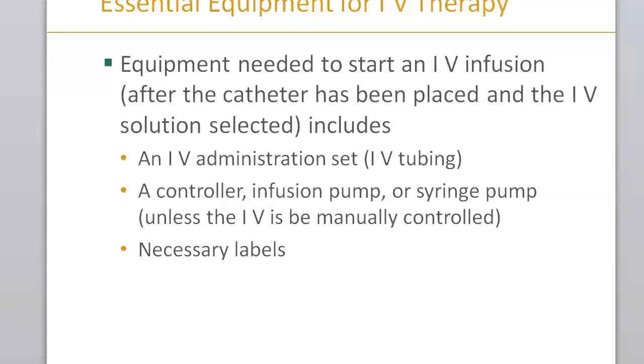This is some of the equipment you may need for IV therapy. After the catheter has been placed, the IV solution, IV administration set or IV tubing, a controller, infusion pump, or syringe pump, unless the IV is to be manually controlled, and necessary labels. All IVs in hospitals and facilities are put on a pump, unless we have an overabundance of admitted patients because of maybe a pandemic, and we don't have enough pumps to go around. But for the most part, all your IVs are going to be put on infusion pumps as well.